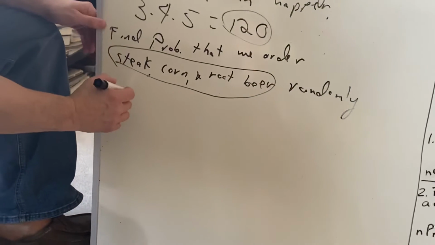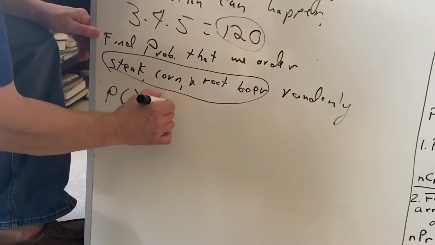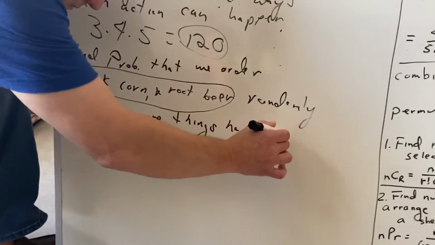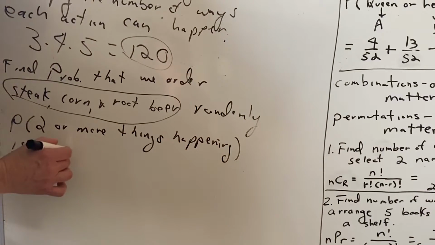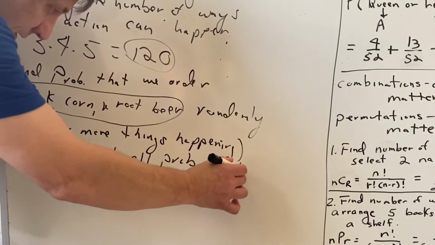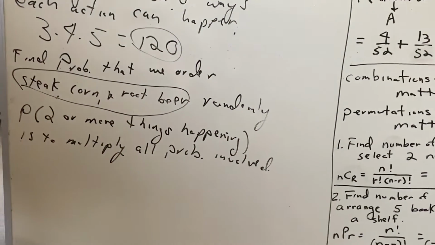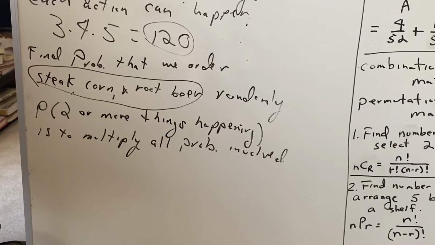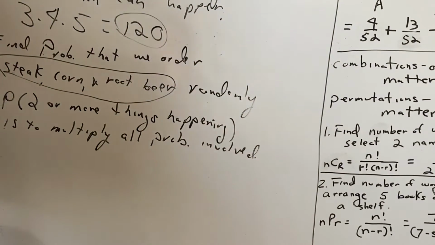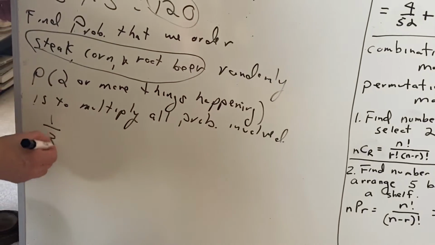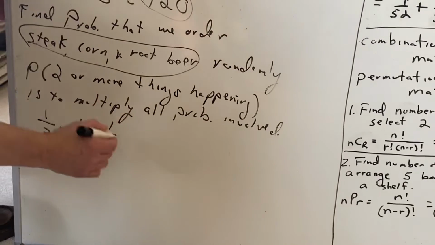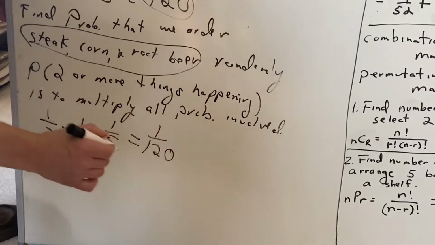The probability of two or more things happening is to multiply all probabilities involved. So if we want to know the probability of getting steak, corn, and root beer all pulled, we would take 1 over 3 for the steak, because there's three main courses, 1 over 4 for the corn, and 1 over 5 for the beverage. If you multiply that together, you get 1 over 120.